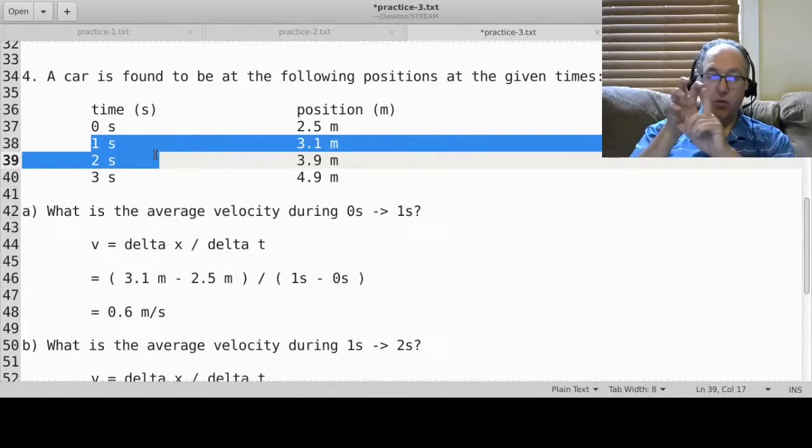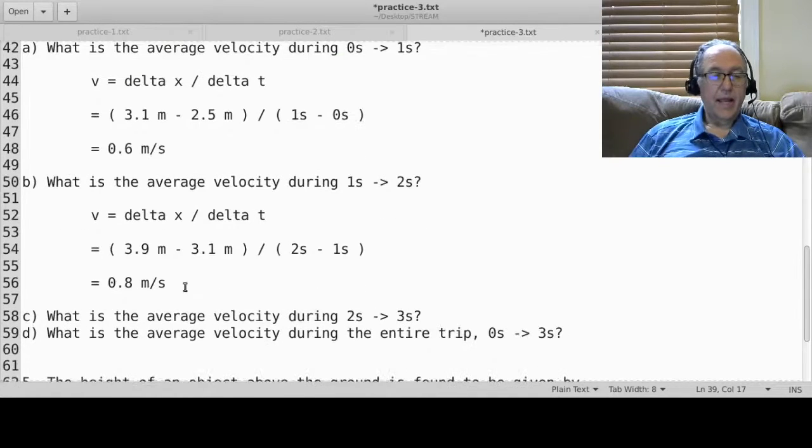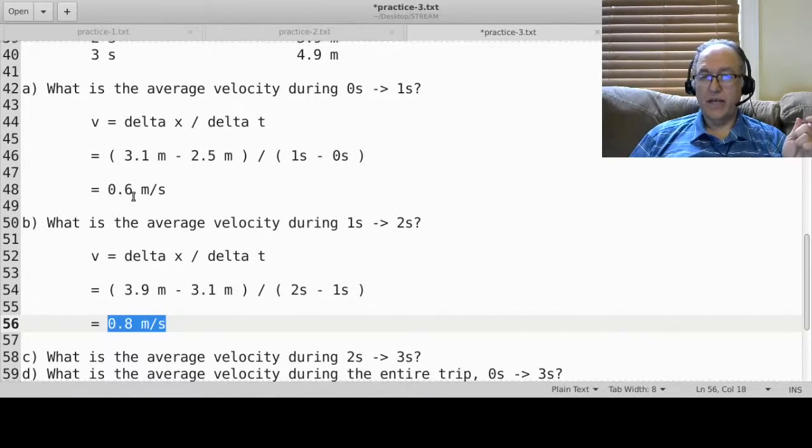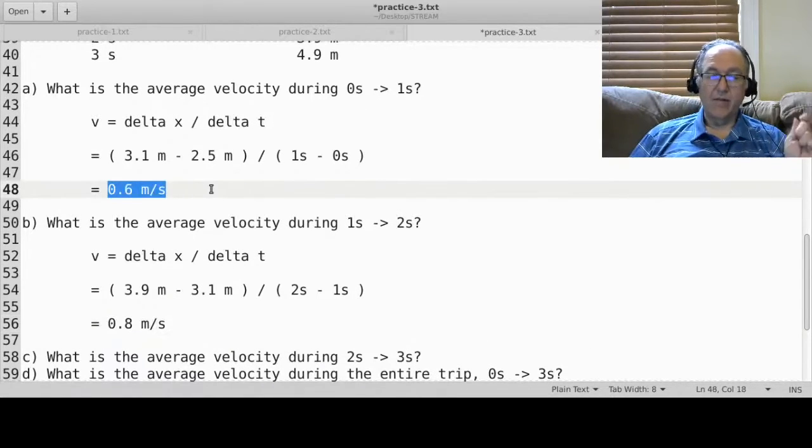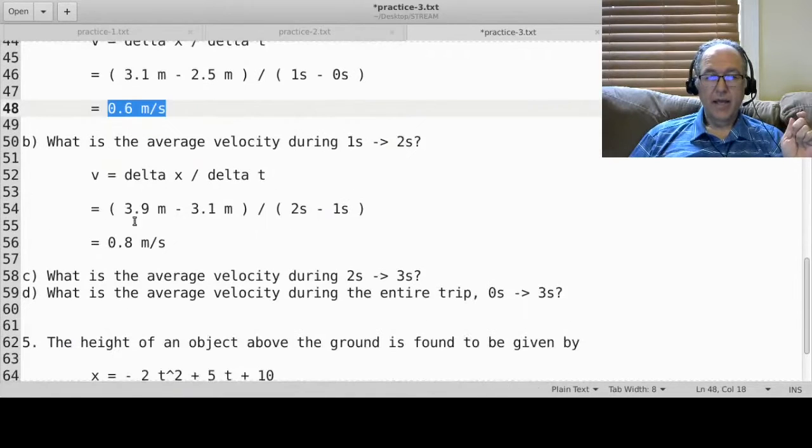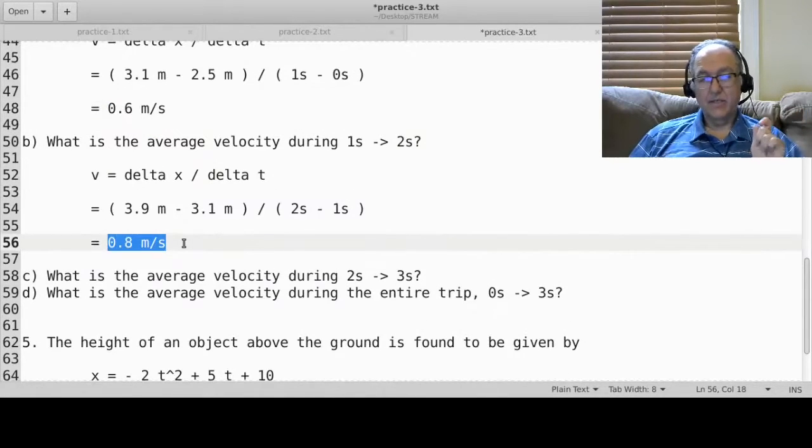So during the second of the journey, that is between 1 and 2 seconds, this interval started when my stopwatch said 1 second, and it ended when my stopwatch said 2 seconds. During that time interval, my average velocity was 0.8 meters per second. You can see that during the first 1 second interval I started off with an average velocity of 0.6 meters per second, and now during my second interval, my average velocity is 0.8 meters per second.